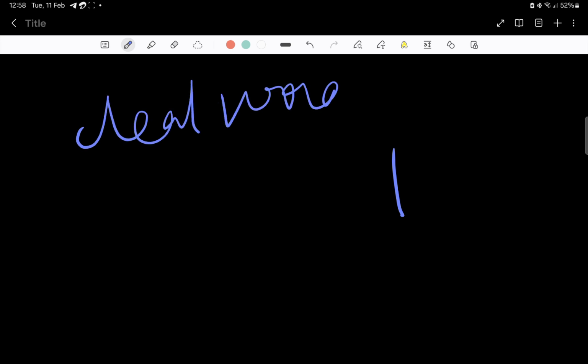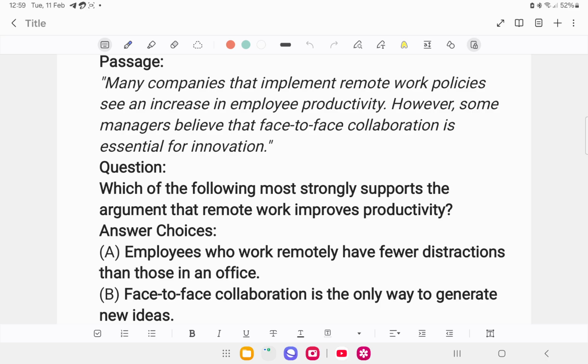We'll be doing the real full practical application now. So let's dive into the real world application.